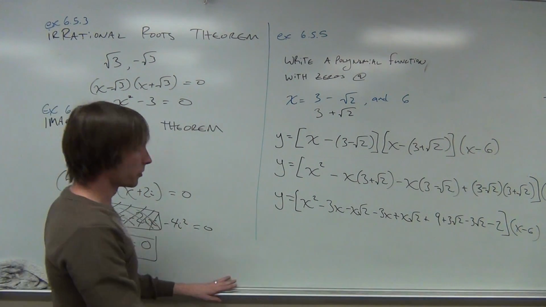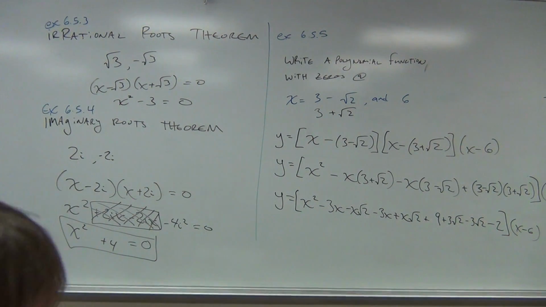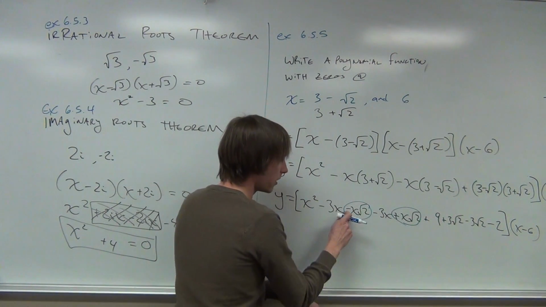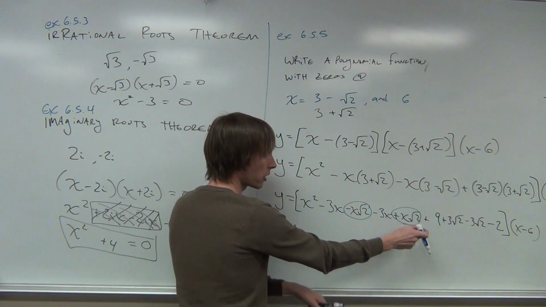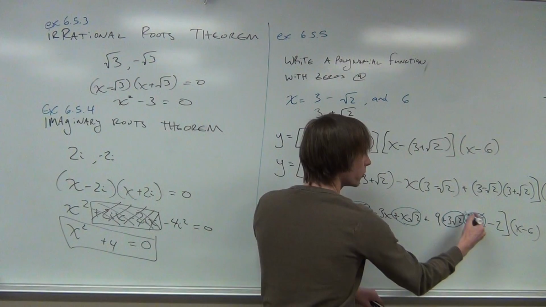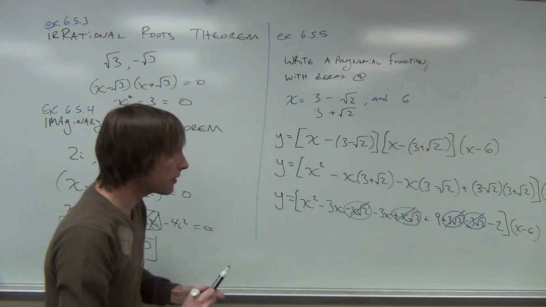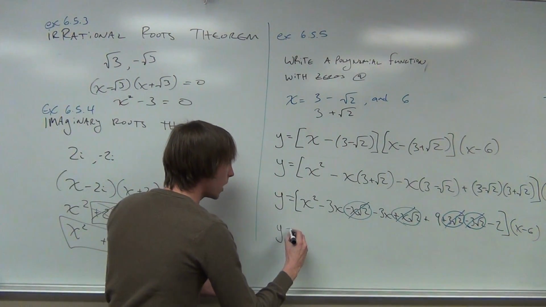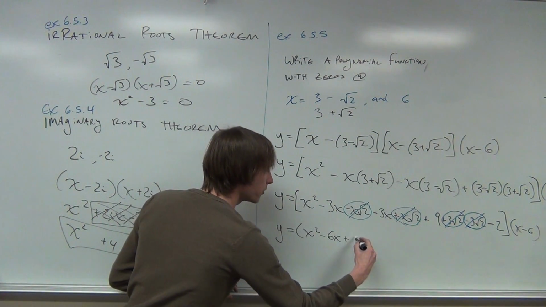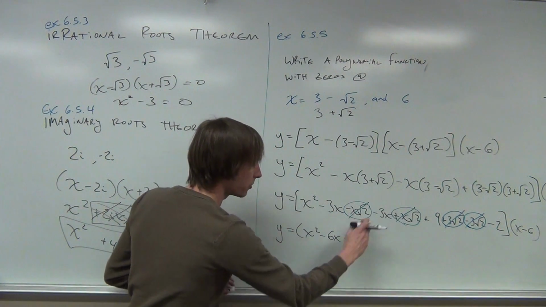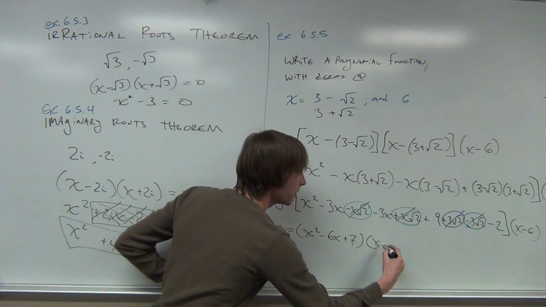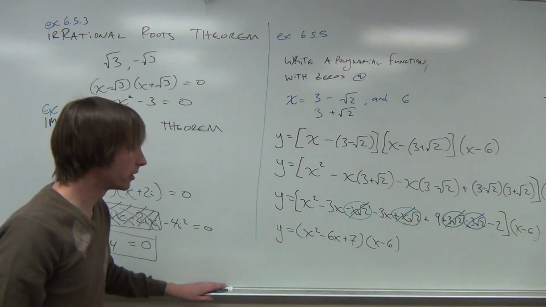Let's combine our like terms. I'm going to use a different marker here. This and this, negative x radical 2, positive x radical 2, those will sum to 0. Positive 3 radical 2 and negative 3 radical 2, those will cancel, those will sum to 0. So I'm left with, and let's look at my like terms here, y equals x squared minus 6x plus 9, plus 9 minus 2. So plus 7 multiplied by x minus 6.